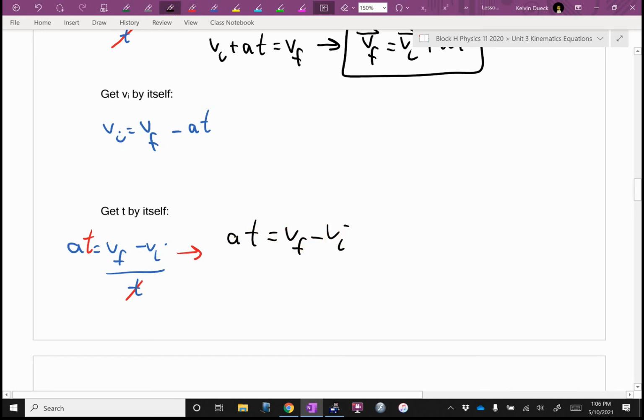I want to get the T by itself. Well, how are you going to do that? You're going to add the A to the other side. I mean, subtract the A to the other side. Well, what's the A doing? Why divide the A? That's right. And since the A is multiplying the whole left side, it better divide the whole right side. Here is an equation for time.